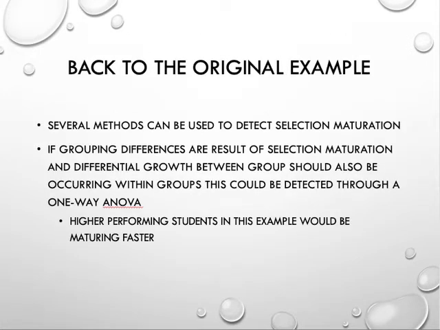So back to the original example. Several methods can be used to detect selection maturation. If grouping differences are a result of selection maturation, differential growth between groups should also be occurring within groups, and this could be detected through a one-way ANOVA. Higher performing students in this example would be maturing faster.